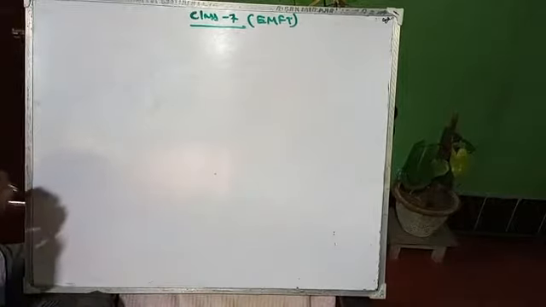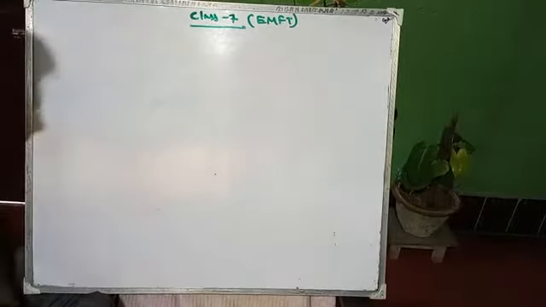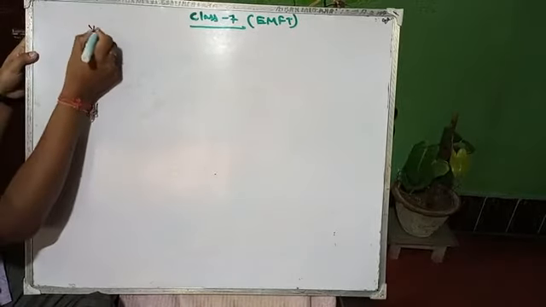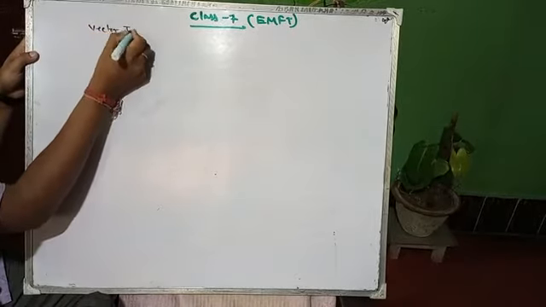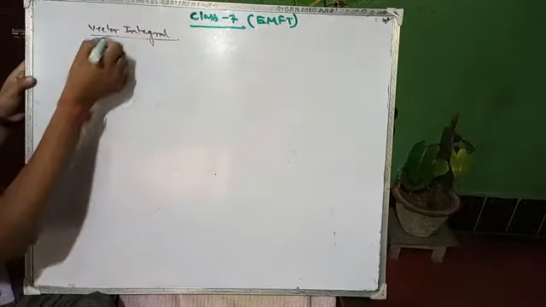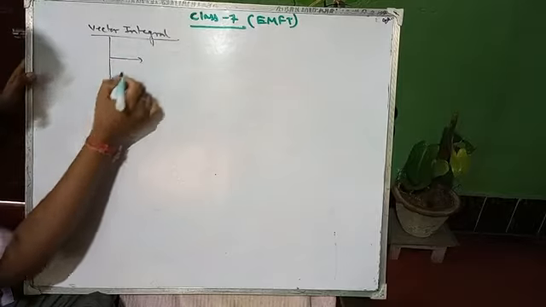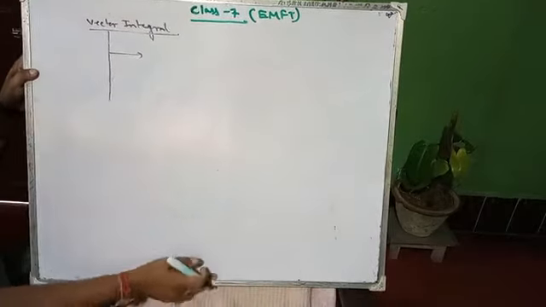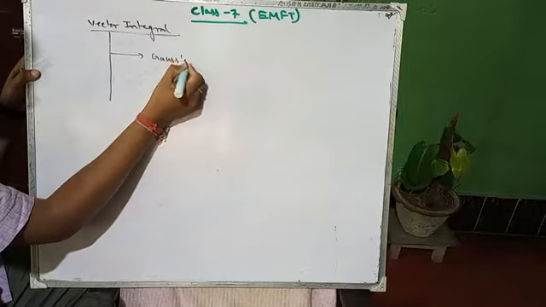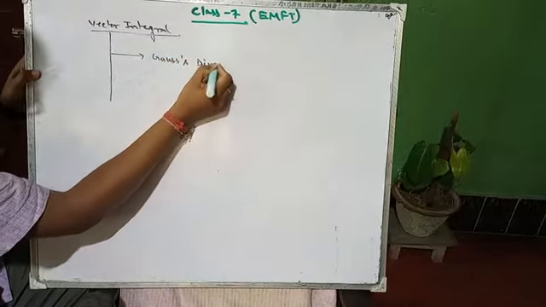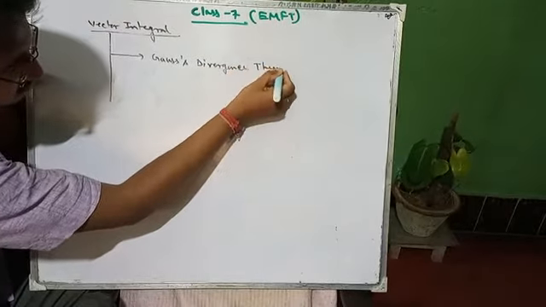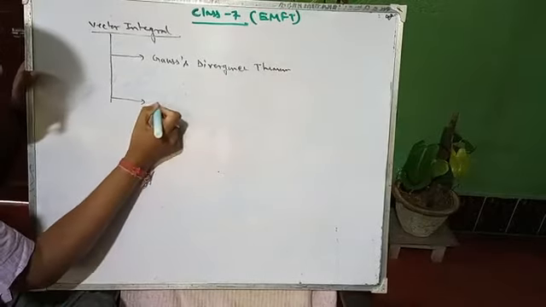Okay, so today I will start the vector integral. So write vector integral. Our topic is vector integral. This vector integral consists of two theorems. First one is the divergence theorem, or Gauss's divergence theorem, and the second one is Stokes theorem.